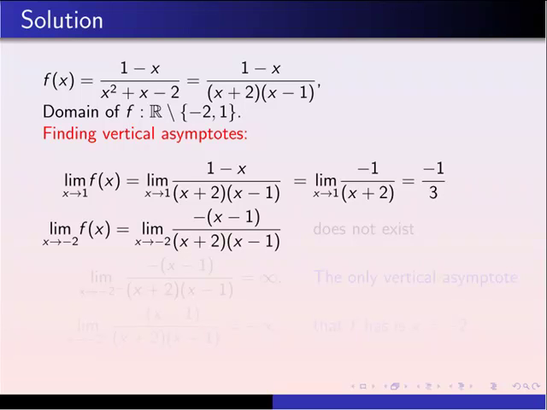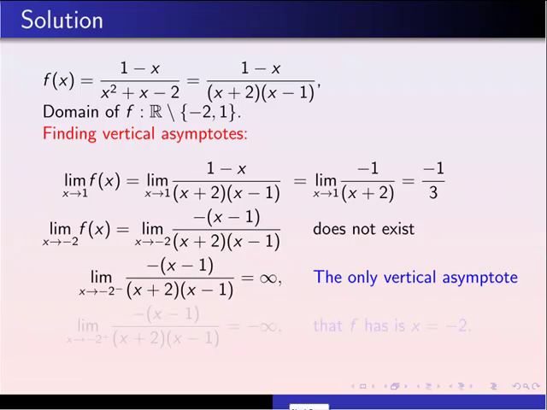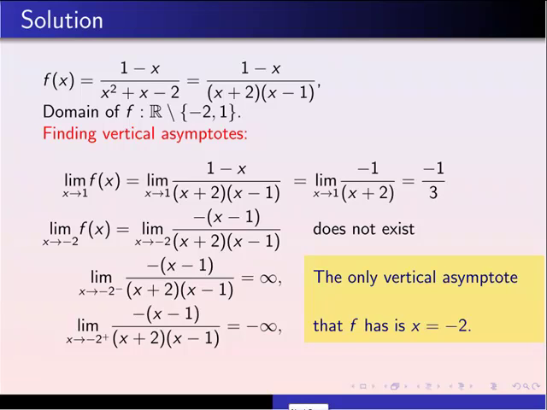You will notice that for the limit as x approaches minus 2 of the function f of x, if you take minus 1 as a common factor from your numerator, you will find that this limit does not exist. Why is that? For more elaboration, if you evaluate the limit from the left, the value is infinity. And when you evaluate the limit as x approaches minus 2 from the right, the limit goes to minus infinity. So since the limit does not exist as we approach this value, the only vertical asymptote that this function may have is x equal to minus 2.